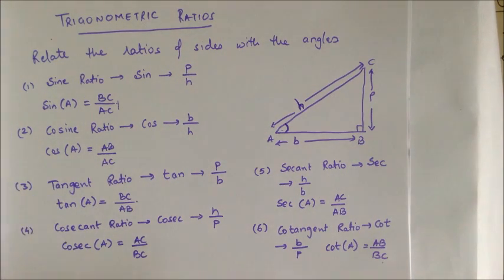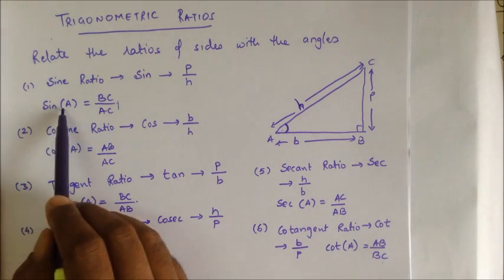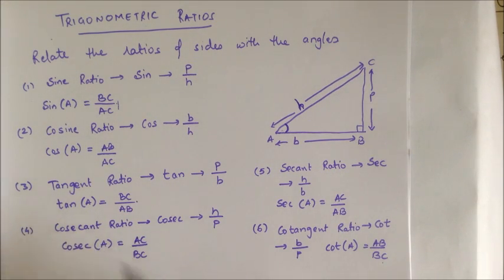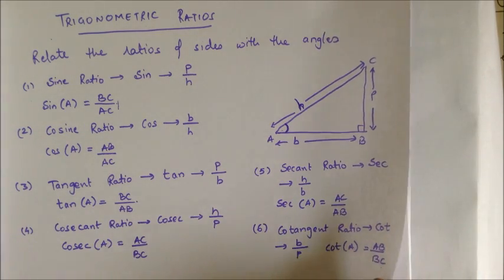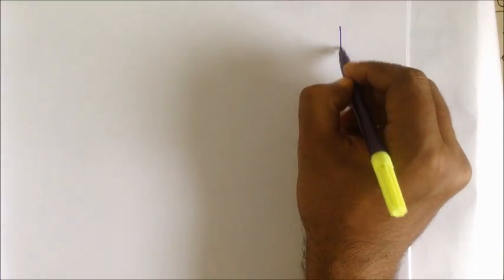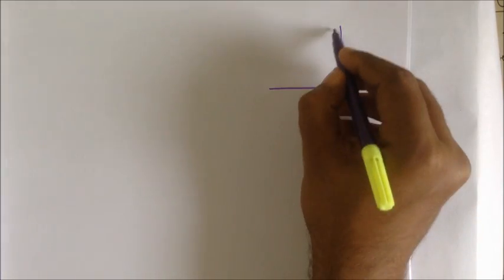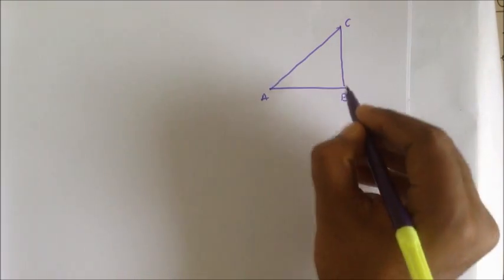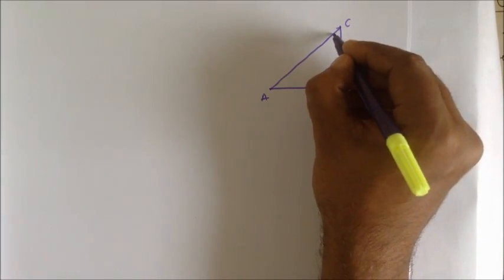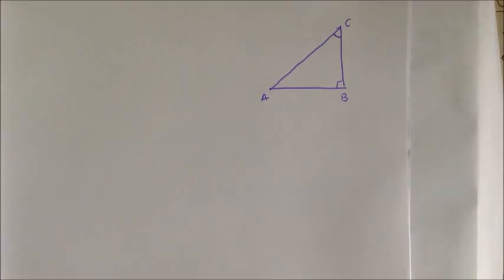Now these ratios would have changed if I would have changed the angle. So next I will be changing the angle, but you can see that mentioning the angle is very important, because based on the angle the choice of the perpendicular and the base would change. So what I will do is that I will again take the triangle ABC, right angle at B. This time I will take the angle C.